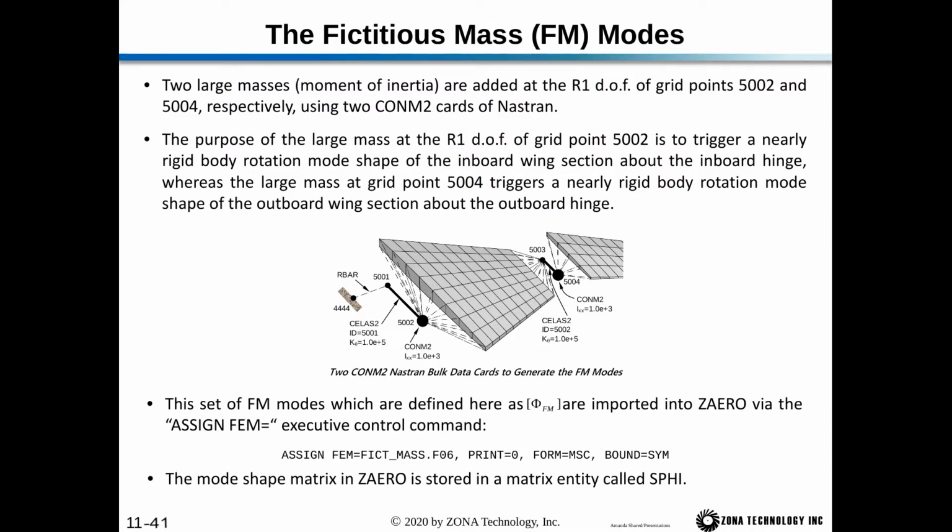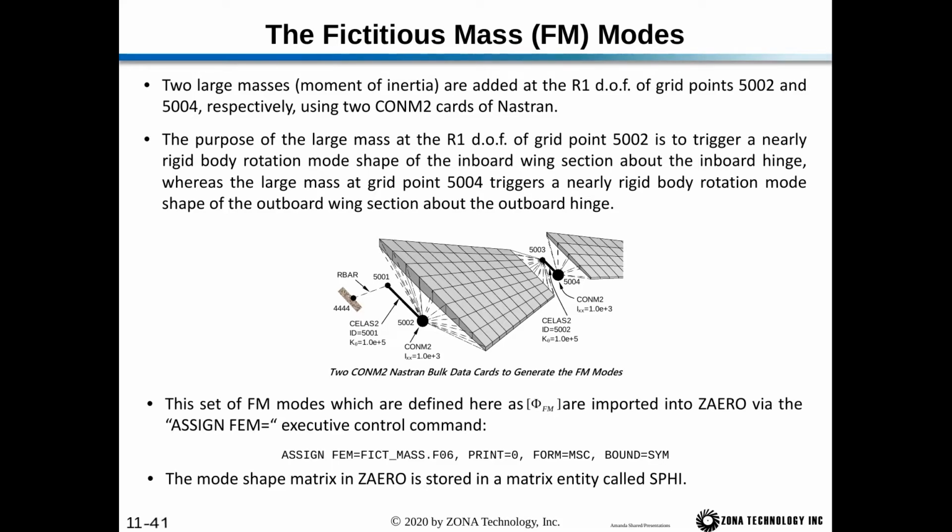So we'll use the fictitious mass modes to generate a coherent set of mode shapes. We have 2 large masses added to the rotation 1 degree of freedom of grid points 5002 and 5004 using the CONM2 bulk data cards of Nastran.